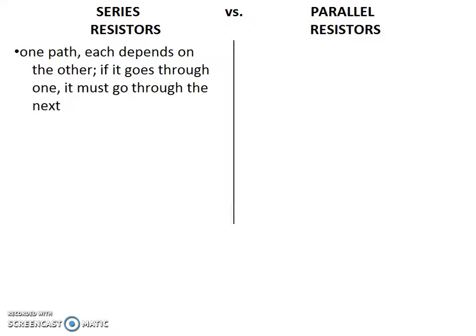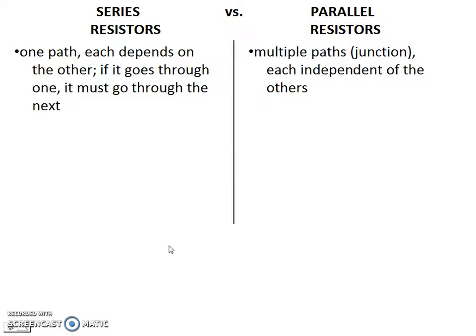In a series connection, there's only one path. They depend on each other. And here, this last part is really the strongest way to know which resistors are in series. If it goes through one, then the charge must go through the next. That's a series connection. It won't always look like the ones we've drawn so far, but this last part here is the strongest way of knowing if resistors are in series.